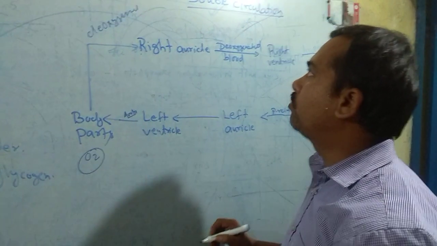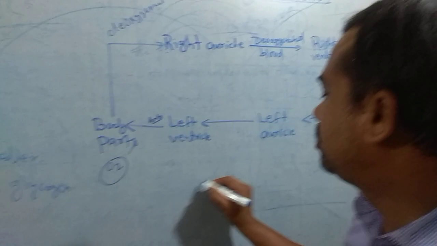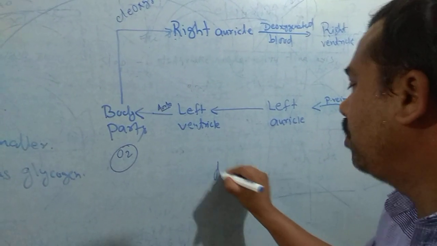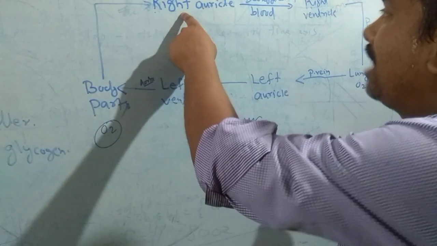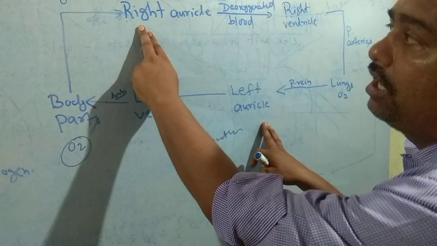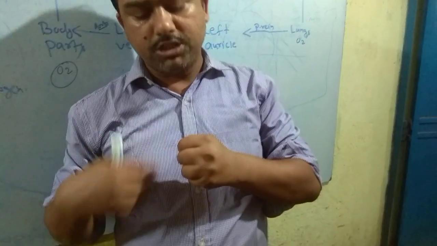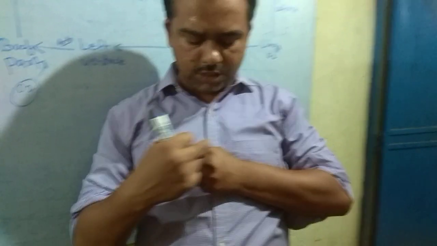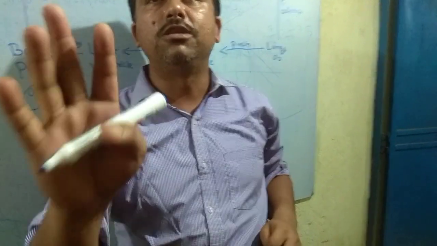So why is it called double? Deoxygenated blood comes to the right part, and oxygenated blood comes to the left part. As a result, it is said to be double circulation.